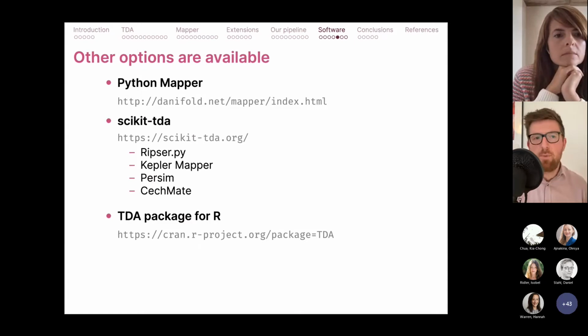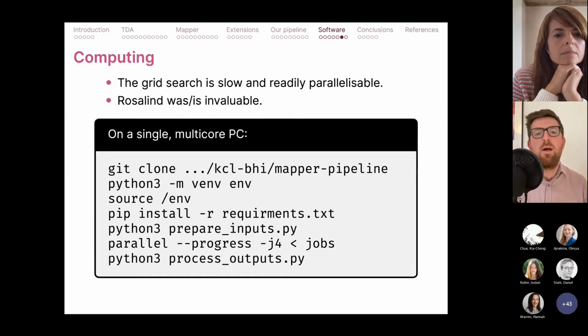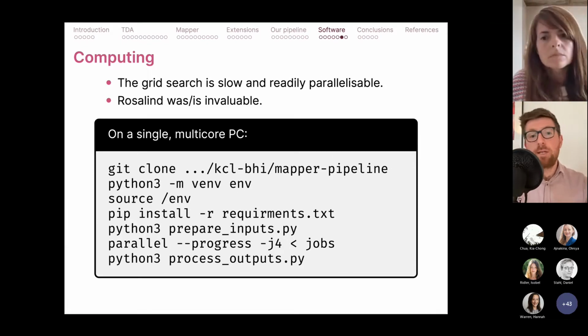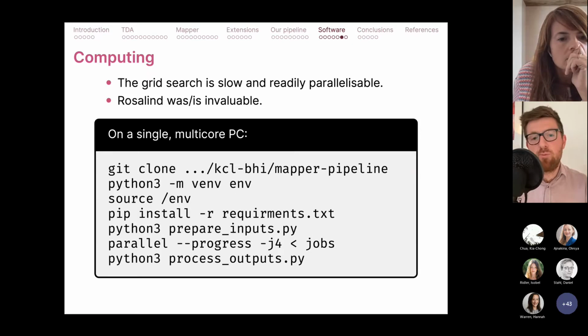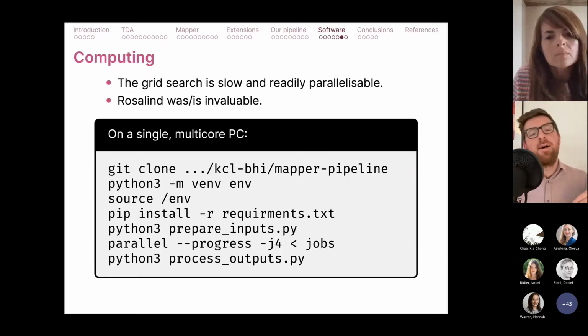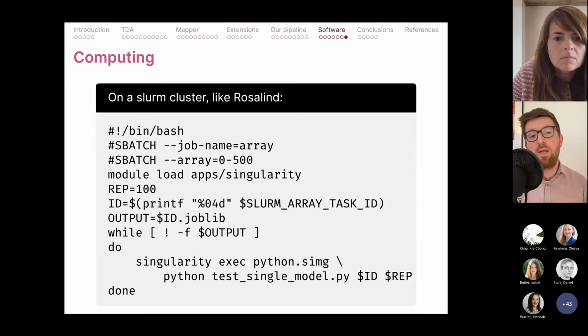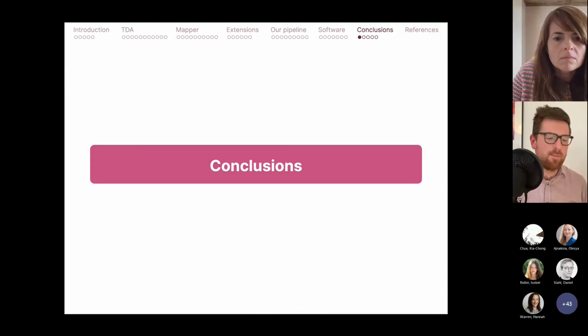I'll leave this here. I won't say anything more, but there are a few other packages available in R and Python, if you're interested in this. Computing: if you have about 3,000 mapper graphs, and for each of those you need to run a bootstrap, it gets really slow. Thankfully, this is readily parallelizable, and Rosalind was invaluable for this. I'll circulate these slides afterwards, but this is just showing that for a single multi-core PC, we can use GNU Parallel to parallelize it. On a cluster like Rosalind, we can do something similar. And yeah, there are some challenges there. I can maybe talk about that later.